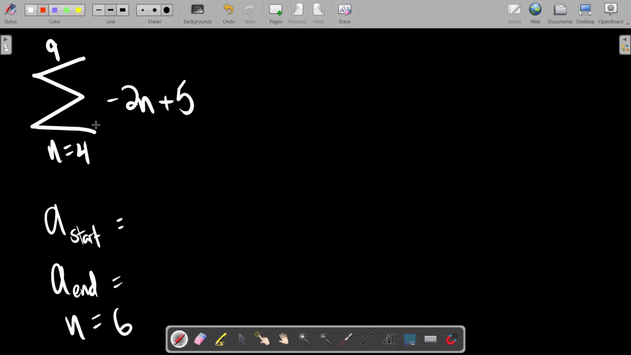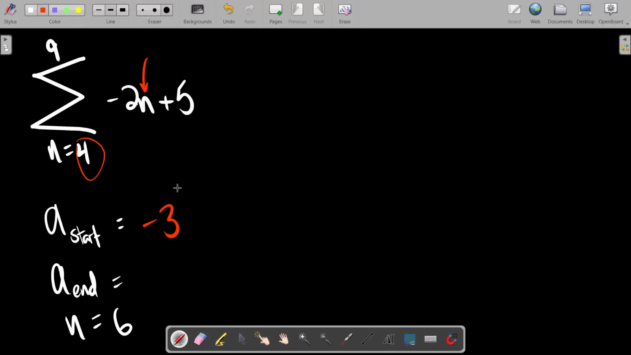So the starting term is the 4th term. Got it? And that means we're going to put 4 right into the expression. Mental math. What's -2 times 4? -8 plus 5. So the first term that we're interested in is -3. I want to reiterate, if you wrote out the entire sequence of terms defined by -2n plus 5, -3 is not the first one. It's not technically a sub 1, just for the record, okay? It's the first one in our math problem. That's why there can be some confusion.